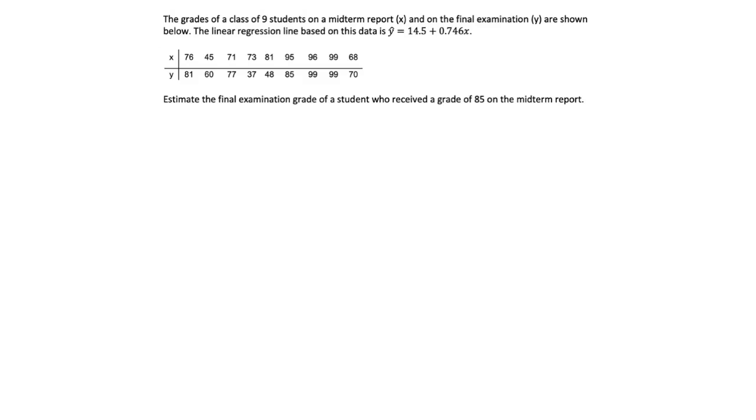Here we have the grades of a class of 9 students on a midterm report. That's the x value. And on the final exam, those are the y values. We have a linear regression line based on that data that's given here. Estimate the final examination grade of a student who received an 85 on the midterm report. Midterm report is represented by the variable x, so we simply replace x with 85 and solve. We get a predicted value of 77.9.